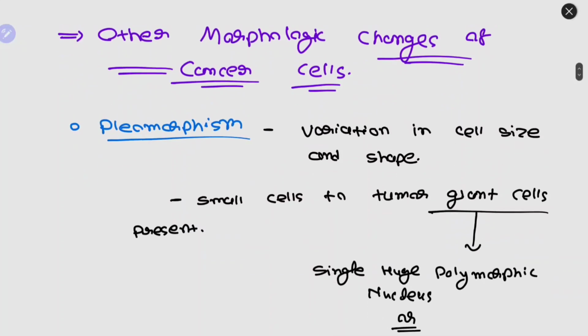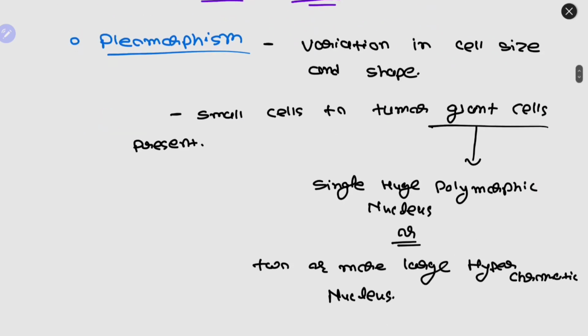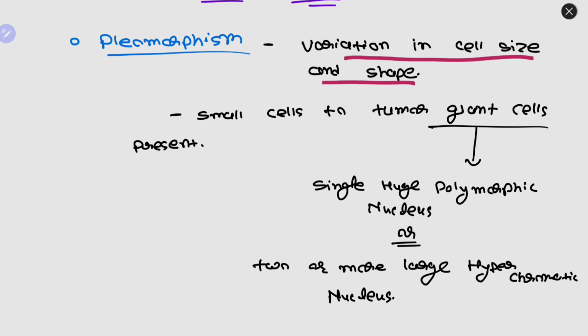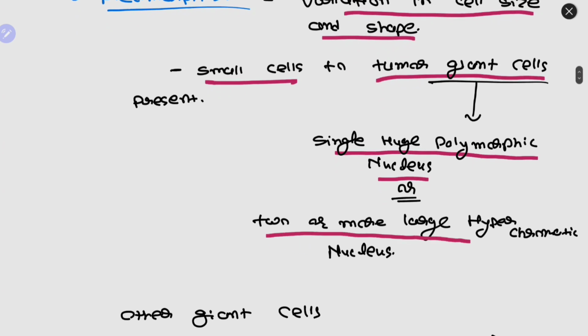Now we see other morphological changes of the cancer cells. The first morphological change we are going to see is pleomorphism. What is pleomorphism, guys? Its exact meaning is variation in cell size and shape. In a tumor, there will be small cells to giant cells. Both will be present simultaneously there. How will we see tumor giant cells? Tumor giant cells may have a single huge polymorphic nucleus, or they have two or more large hyperchromatic nuclei present in them.